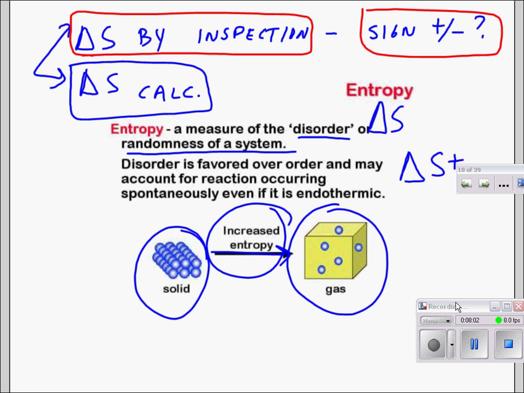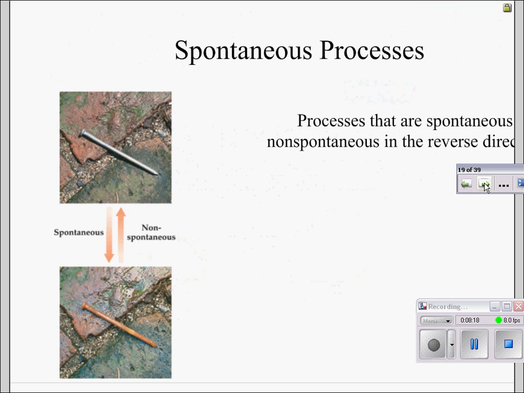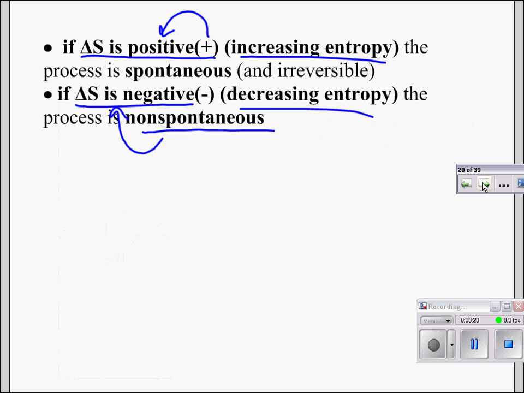Delta S represents entropy, which is disorder or a measurement of randomness in a system. If you go from a liquid or a solid to a gas, we say we increase the amount of disorder. We say the delta S value is positive. What do the signs mean? If you remember, first of all, a spontaneous process has a delta S value that is positive. So if delta S is positive, it means that entropy is increasing.